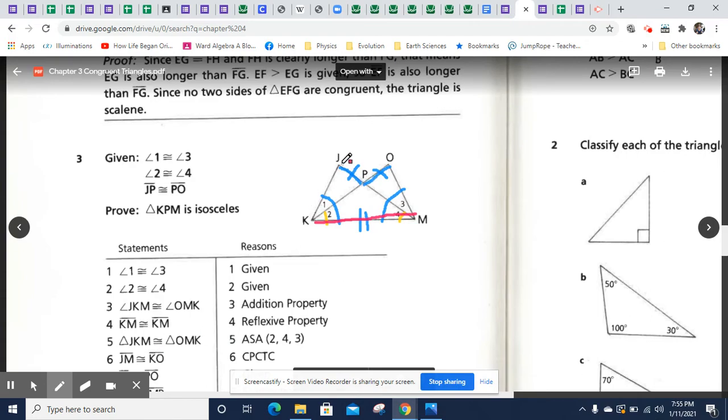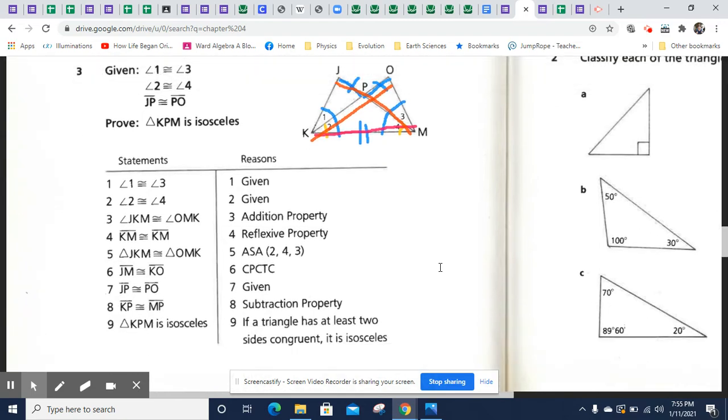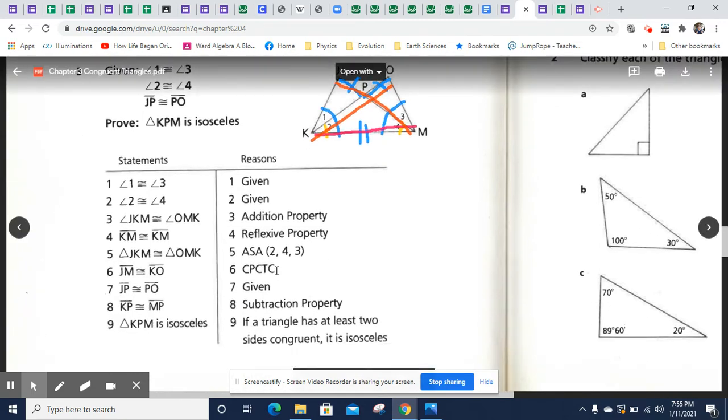We've got JM. We can now say JM here is congruent to OK. They say KO, but I prefer OK to keep it in the same order, correspondence. And that's by CPCTC. And then, therefore, we already know JP and PO are congruent. And notice that that given didn't get tossed in at first. We tossed that in later when we needed it, because we didn't need that until now.